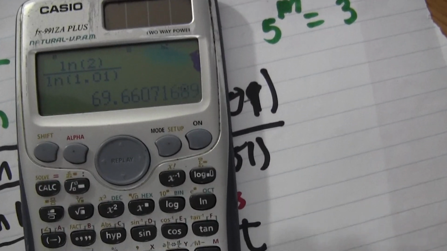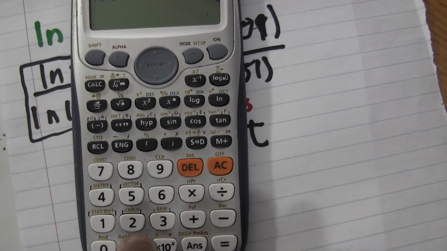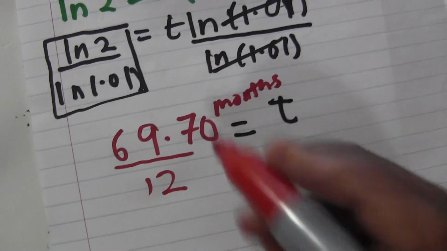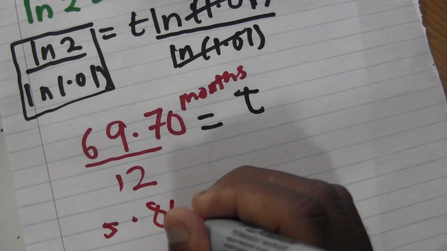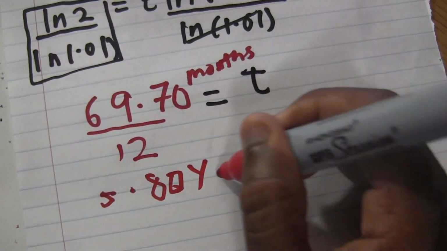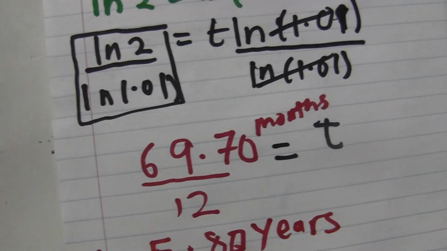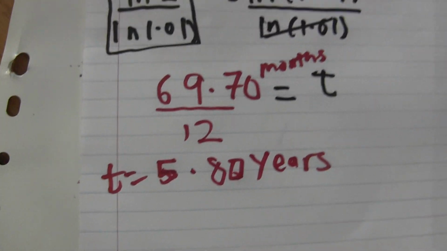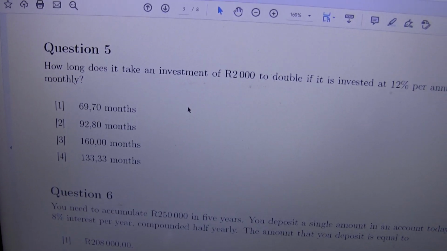So I'm going to take my answer and then divide. If I want to change to years, take my answer and divide that one by 12. So if I want to change to years, it's going to be 5.80 years, if they're asking me in time. But according to the options there, we don't have it in years. So now we go to our options and then we see option 1.